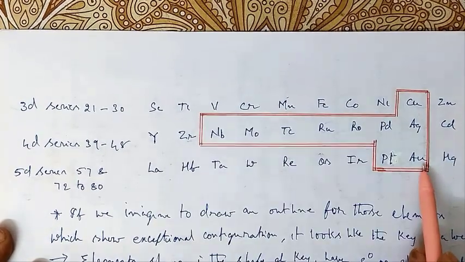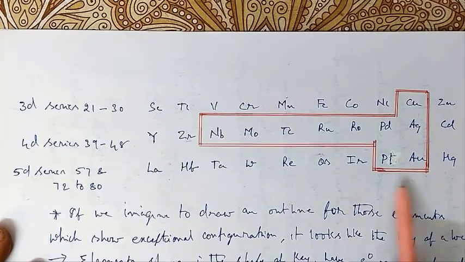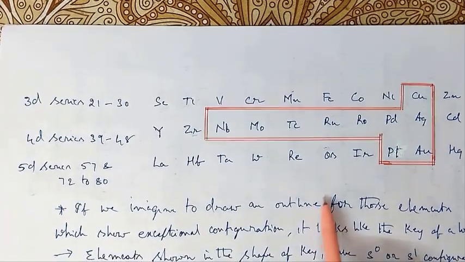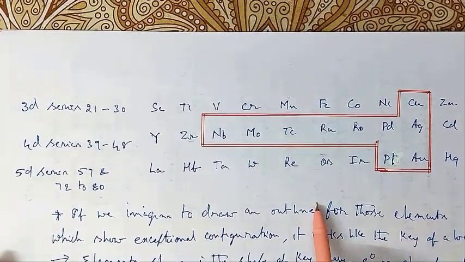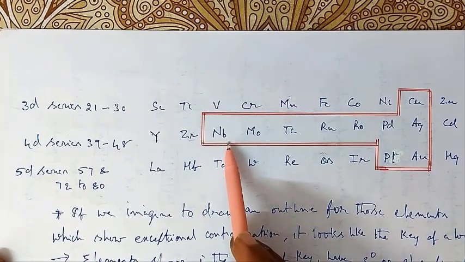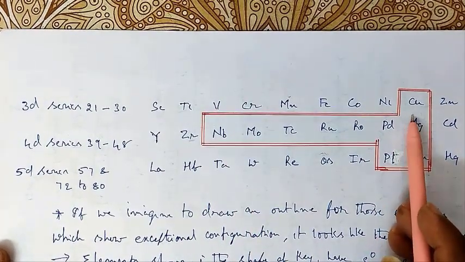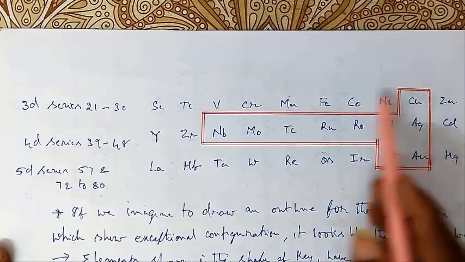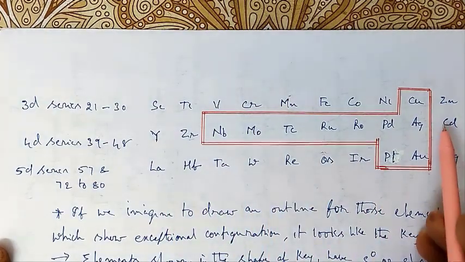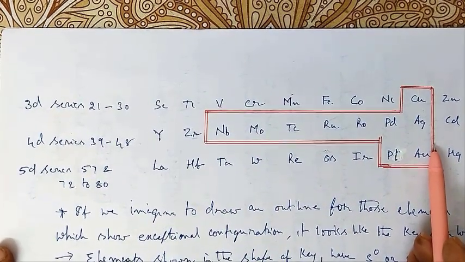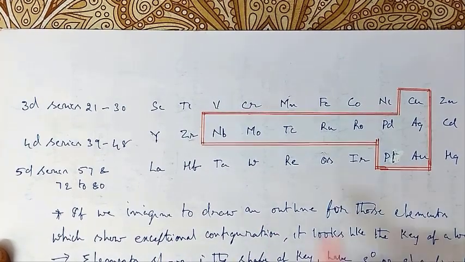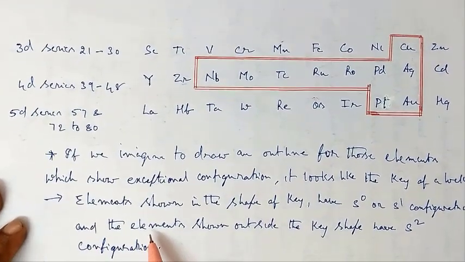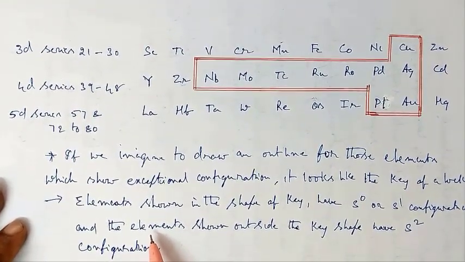silver, platinum, gold. They have exceptional configuration, and of course this shape is a key of a lock. So electronic exceptional configuration can be remembered very easily. That is, the elements present within the boundary line of a key of a lock, they have exceptional configuration, and of course they have ns1 configuration, whereas all the remaining elements which are outside the boundary line of this key of a lock, they have the configuration ns2. And accordingly, depending on the atomic number, number of electrons follow in the d subshell.